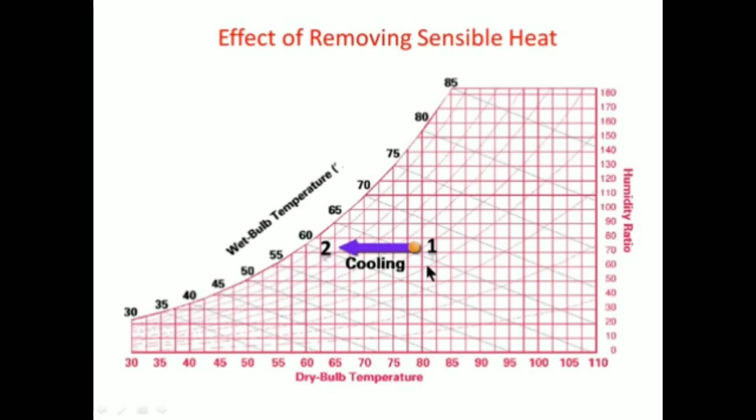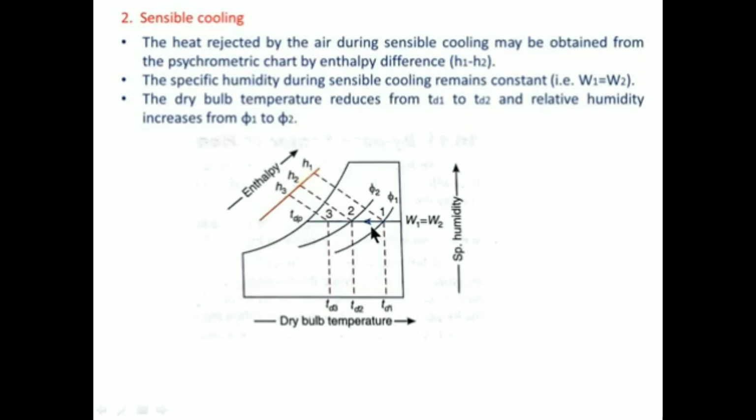That means sensible cooling is the process where temperature reduces from TD1 to TD2. So similarly, we can consider 1 to 2 as the process of sensible cooling. Relative humidity increases from Phi1 to Phi2 at constant specific humidity, and TD1 reduces to TD2. So the heat rejected in this process can be said as Q equals H1 minus H2.